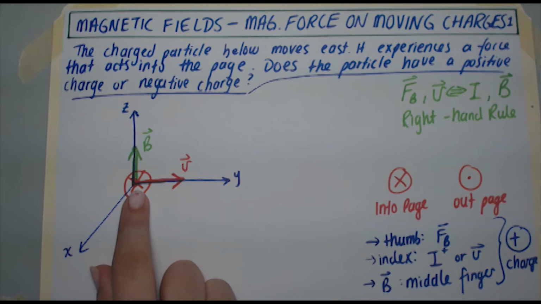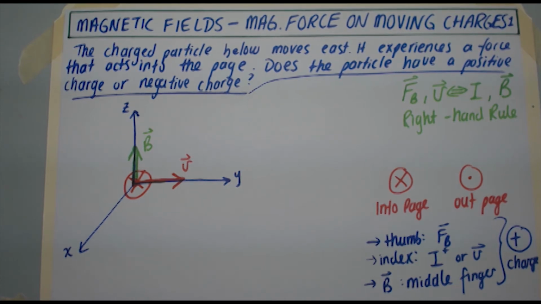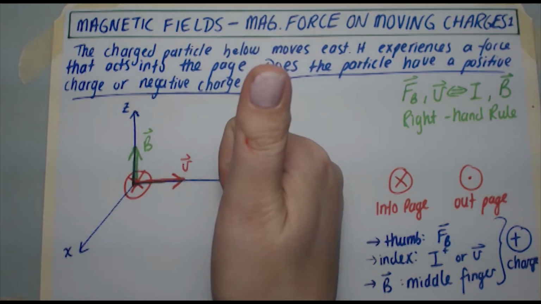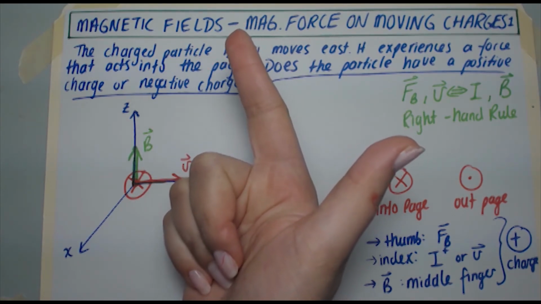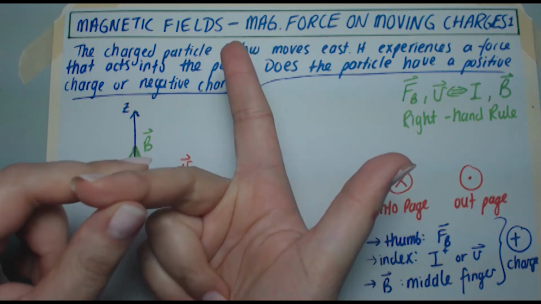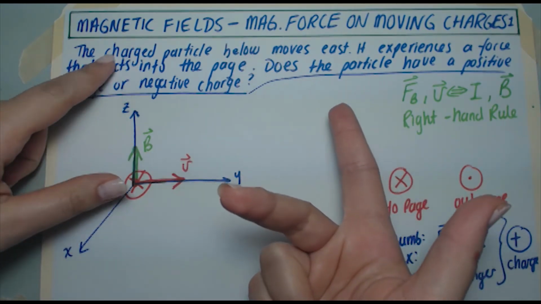But if just one of these is in the opposite direction, that means it's not positive, it's negative now. Okay? So I'll show you what I mean. Okay, so thumb is magnetic force, index finger is the direction of motion, the velocity, and my middle finger is the magnetic field.